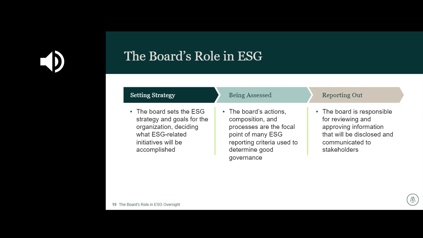Then when we get to reporting, again, really making sure that the board is in a position to provide those accountability measures, making sure that sufficient internal controls are in place, that they're receiving quality, decision-useful information, and then also can guide and direct how information is shared out to its customers, to its shareholders, to external folks, to make sure that information is reaching the right people and able to do the right thing.